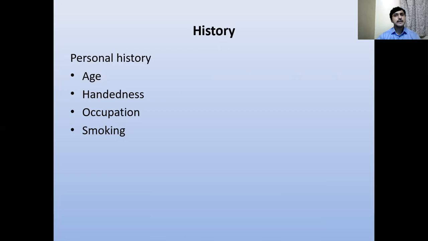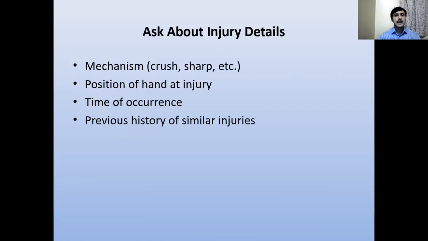And smoking history is basically for wound healing. So if the patient has any operation, or the patient has any infection, smoking will interfere in his wound healing. And if the patient has an injury, you must always ask about the details of the injury, like whether it is a crush wound, whether a sharp penetrating wound has gone. Sometimes you may have a vascular injury or vascular damage. So that also must be ruled out. And position of the hand at injury is very important when you want to rule out a Colles fracture.